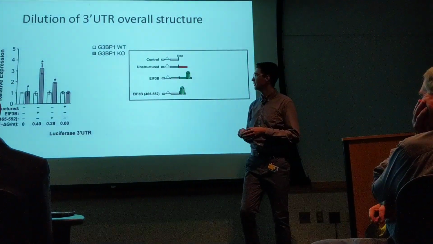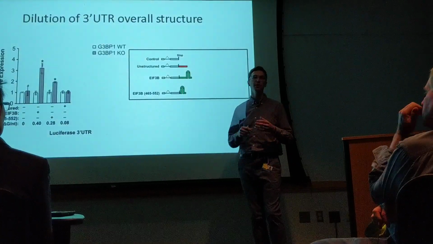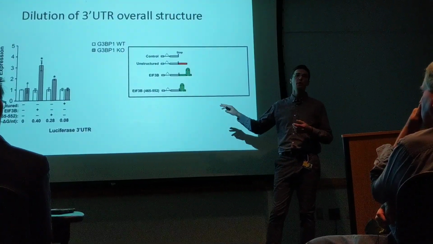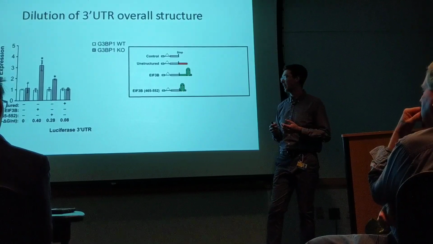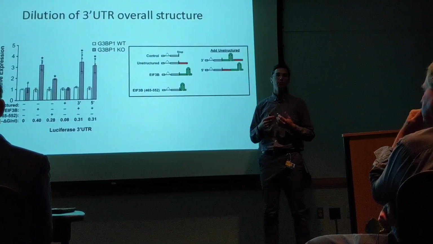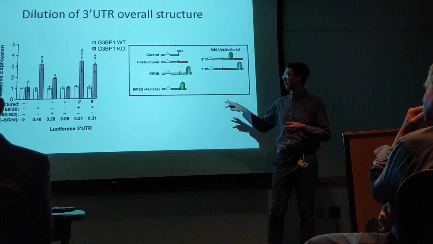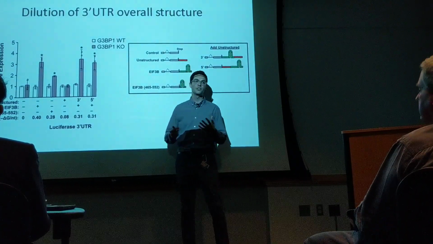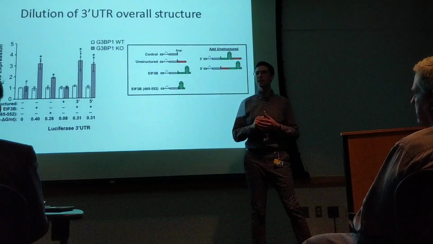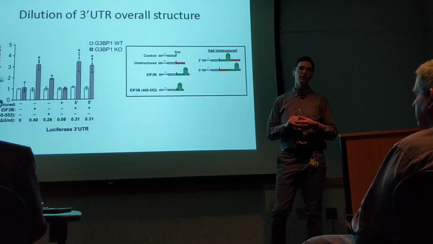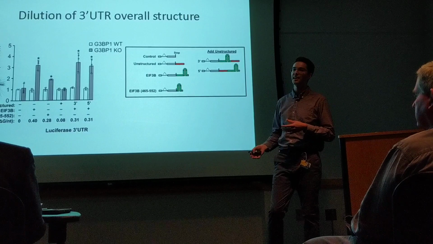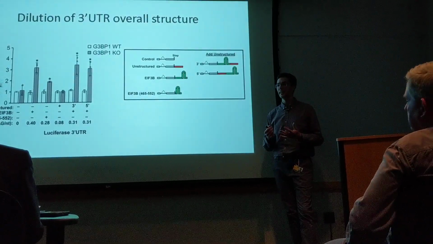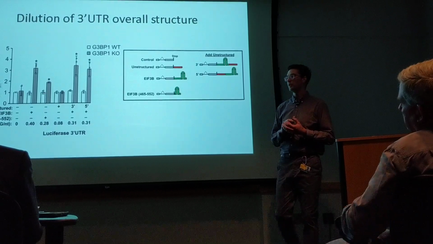And what I can now do is take this unstructured sequence that's about 200 nucleotides long, and either insert it into the full-length EIF3B or that 88 nucleotide sequence to see what happens. So when we insert it with the full-length sequence, which is about 600 nucleotides long, you can first see that the overall structure is still highly structured. And still being highly structured, as you would expect, when GBP1 is knocked out, it's still upregulated. So this is suggesting that this unstructured sequence is not inhibiting the ability for GBP1 to regulate it.